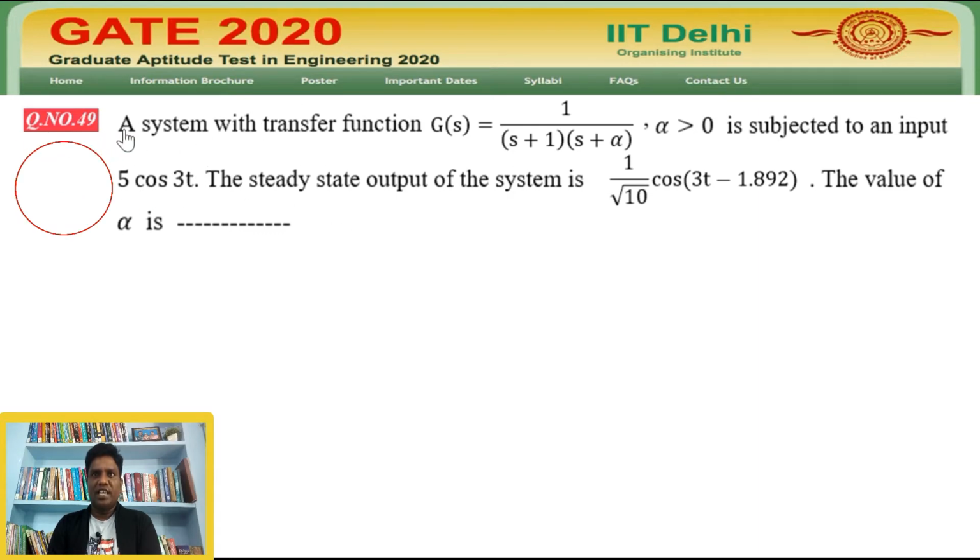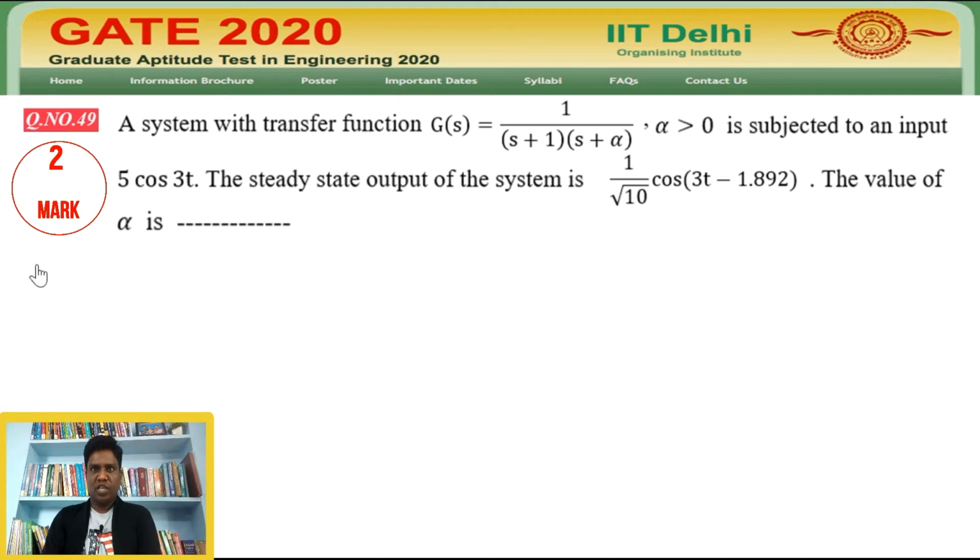The question is: a system with the transfer function G(s) equal to 1 divided by (s plus 1) into (s plus alpha), where alpha greater than 0, is subjected to an input 5 cos 3t. The steady state output of the system is 1 divided by root 10 into cos(3t minus 1.892). The value of alpha is dash. The solution of the problem.